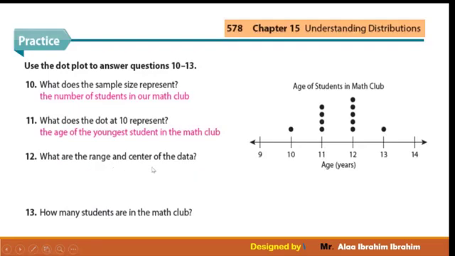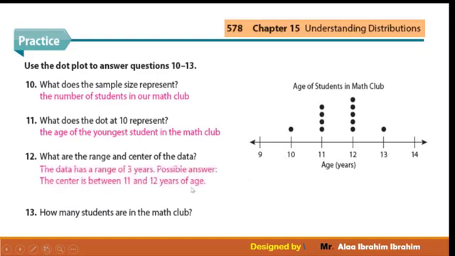What are the range and center of the data here? The range is the greatest value minus the smallest value. So 13 minus 10. So the range of the data here is 3 years. The center is between 11 and 12 because this is the middle place here between them. How many students are in the math club? So I have to count all these dots so you know the number. If you count 1, 2, 3, 4, 5, 6, and so on, you find all of them is 11 students.